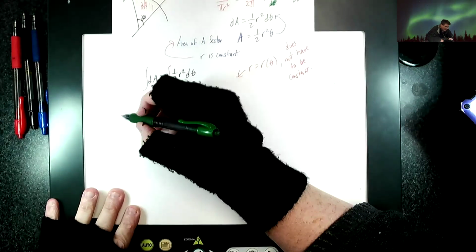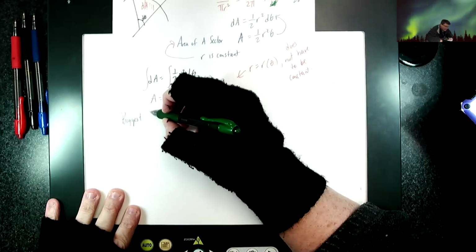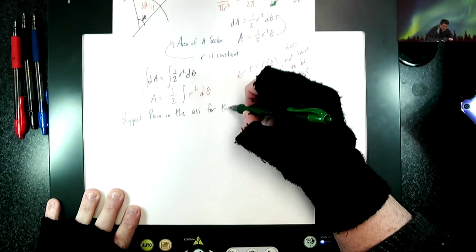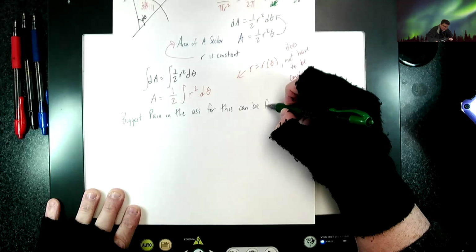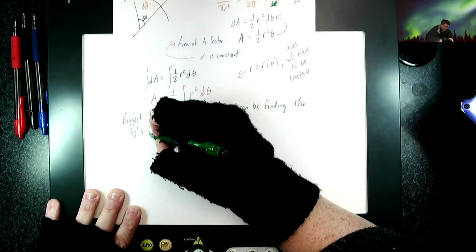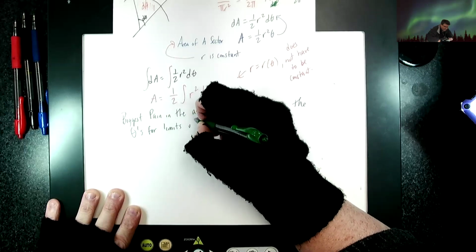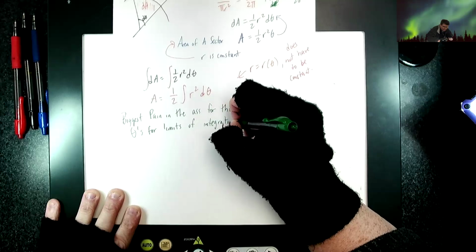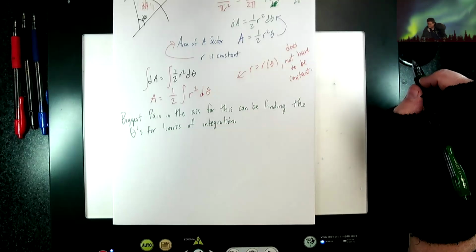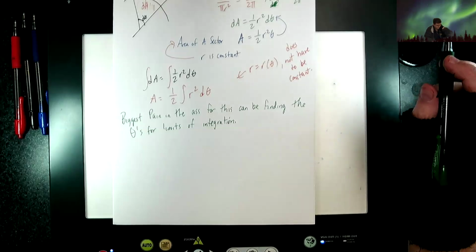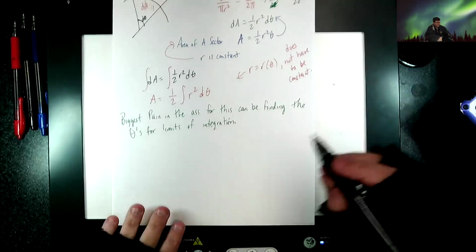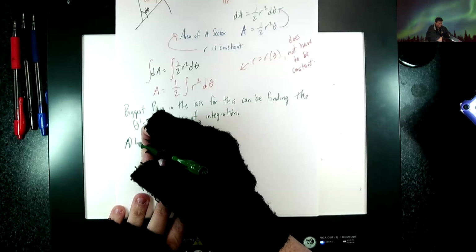The biggest pain in the ass for this can be finding thetas. Thetas, or the boundaries or limits of integration. There are a couple ways this can be a pain in the ass if you're looking for the intersection of two curves.